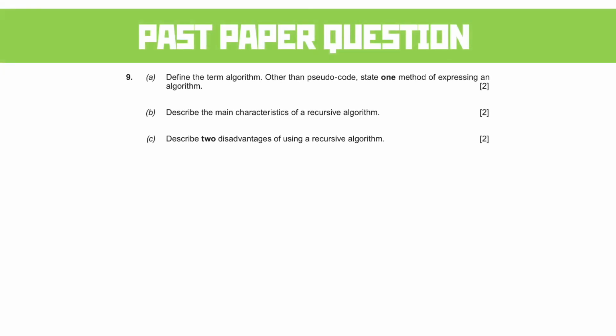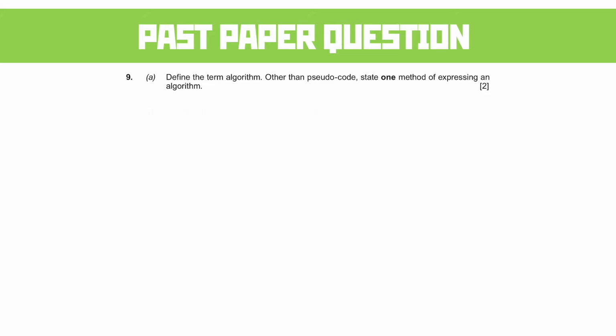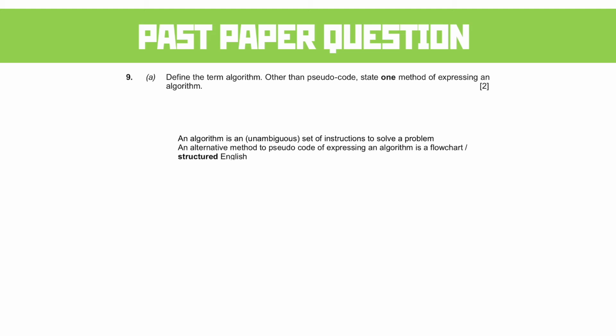past paper questions. The first one here, define the term algorithm. Other than pseudocode, state one method of expressing an algorithm. Well, first of all, an algorithm is a set of instructions to solve a problem. Unambiguous is a key word that we want to put in there. It shouldn't be confusing to the computer what you meant by any of your instructions. And one other way of expressing an algorithm other than pseudocode is a flowchart.